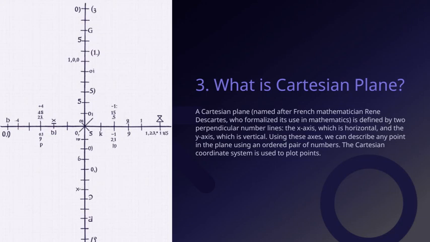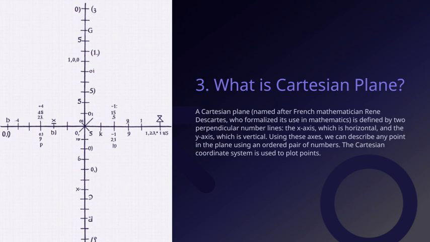Let's take a closer look at what a Cartesian plane is. Named after the French mathematician René Descartes, who helped formalize its use in mathematics, the Cartesian plane is essentially a two-dimensional space. It's defined by two perpendicular number lines, the x-axis, which runs horizontally, and the y-axis, which runs vertically. These axes intersect at a point called the origin. Using these axes, we can describe any point in the plane with an ordered pair of numbers.